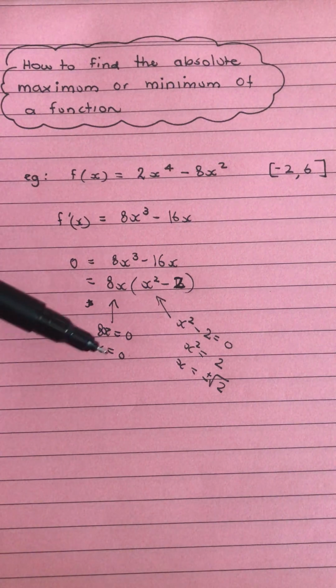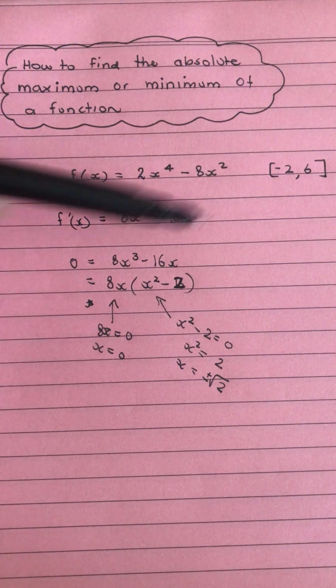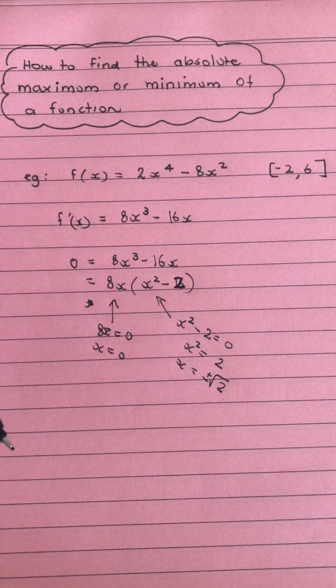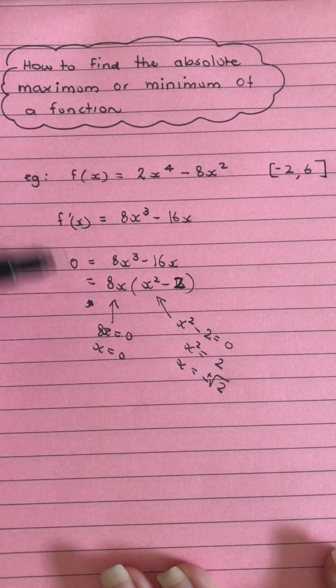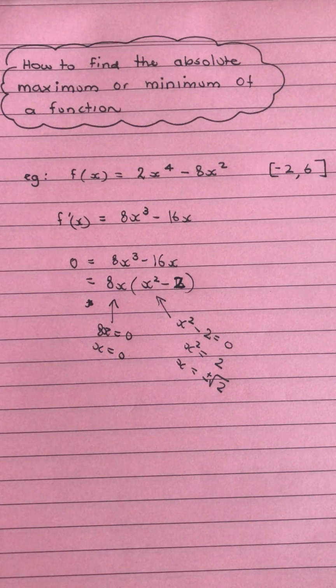So then we would check at this point as well whether they were in the domain that we were looking at. Otherwise we would discard any that weren't in the domain that we were investigating. So they're all in the domain, so that's fine. So now we'll go on to determine their nature.